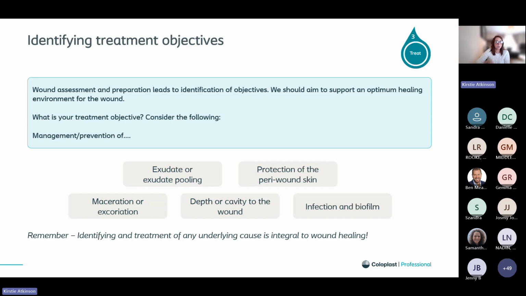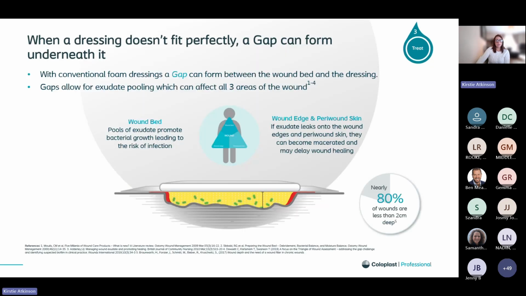And this is why it's important to do your triangle of wound assessment and do your holistic assessment so you can identify these. What is beneficial to keep in mind is when a dressing doesn't fit to the wound bed properly, a gap can form underneath it. So with your conventional foam dressings, a gap can form between the wound bed and the dressing. And what happens there is it allows for exudate to pool into the wound bed. And then what happens is it's like a cup overflowing when you leave a tap on. It fills up and then flows over the edge. So then it'll affect your wound bed and your peri-wound skin.